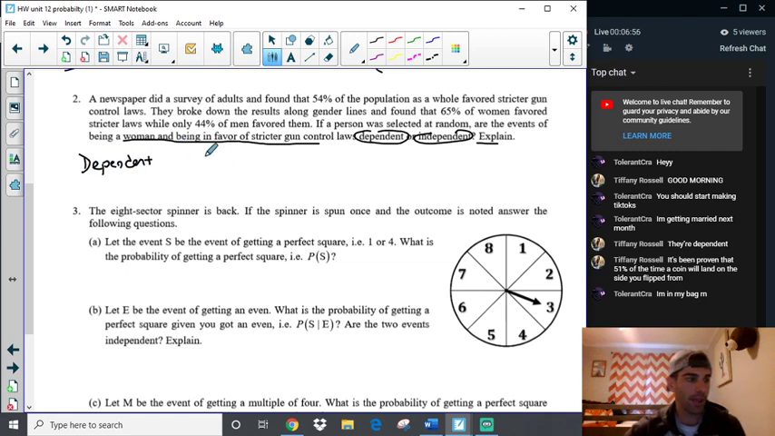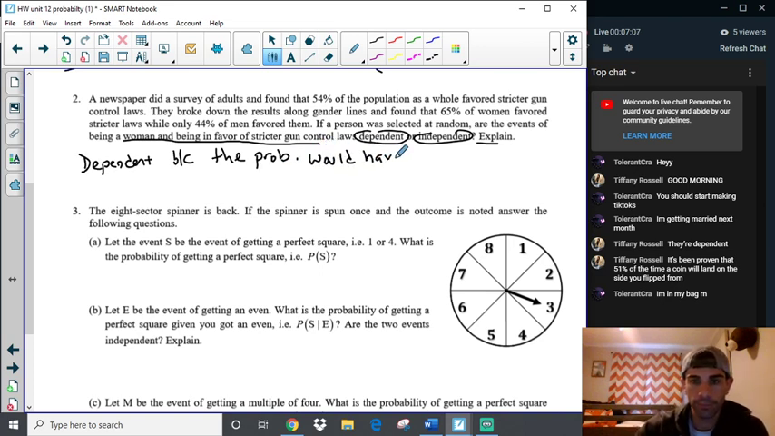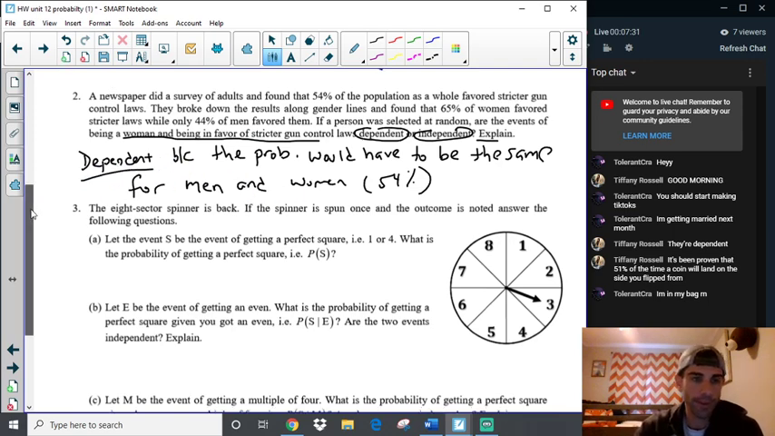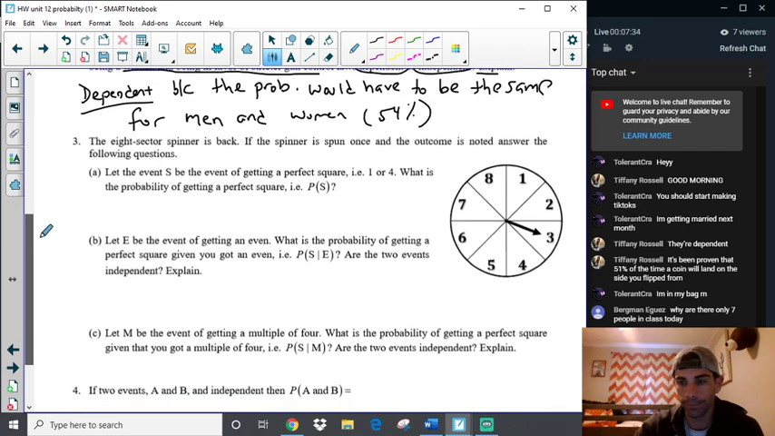and it's because of what they just said. Because the probabilities would have to be the same for men and women. And that was around like 54%. Okay, so because they are breaking down to different percents, then that means that they are going to be dependent. Okay, number 3.